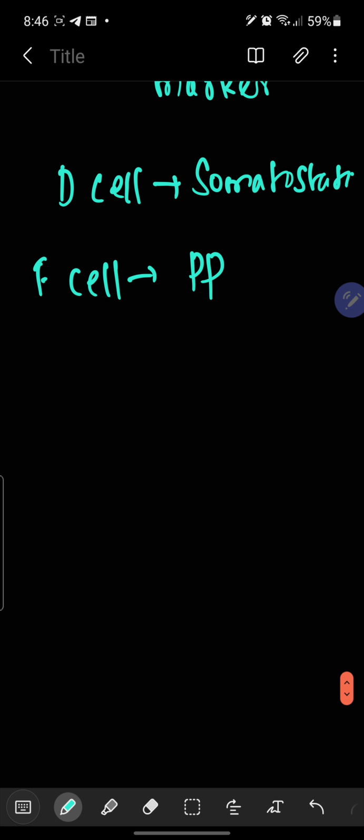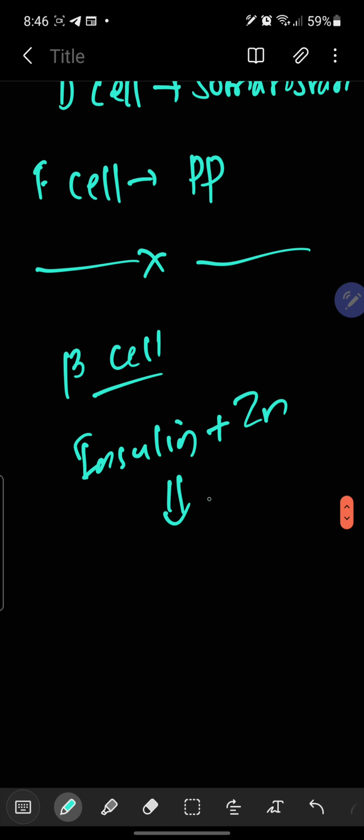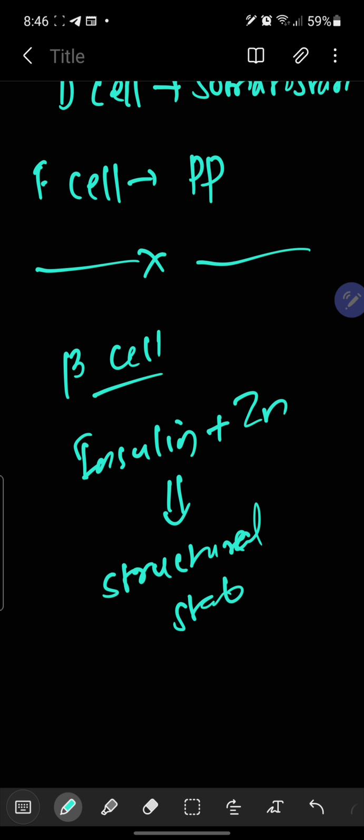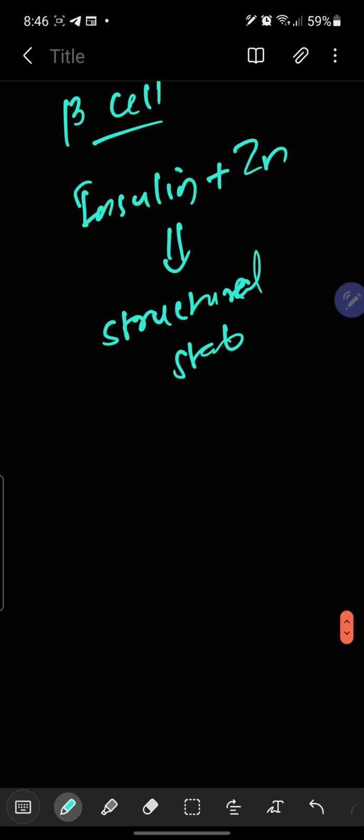Now in our beta cell which releases insulin, along with insulin there will be zinc. This is for structural stabilization of the insulin molecule. Insulin is a protein with 51 amino acids.